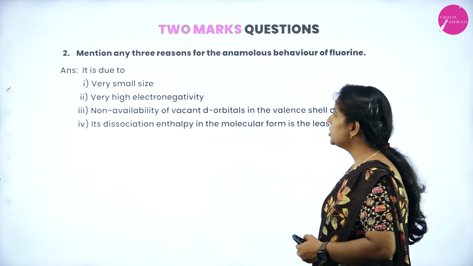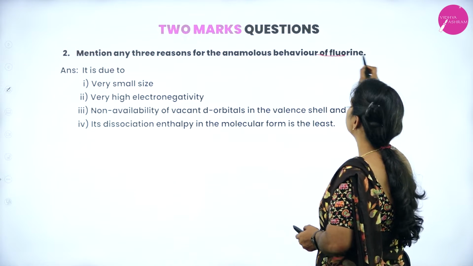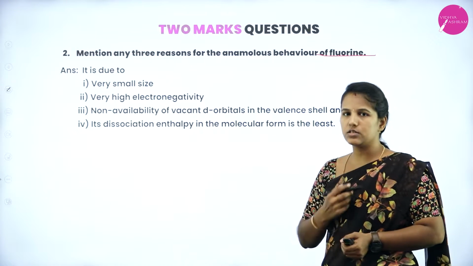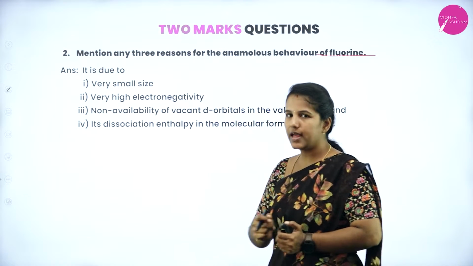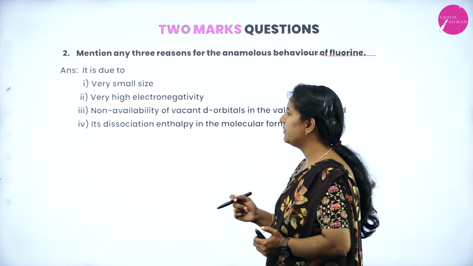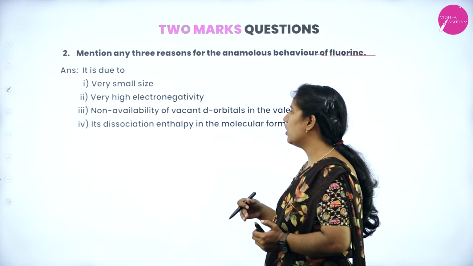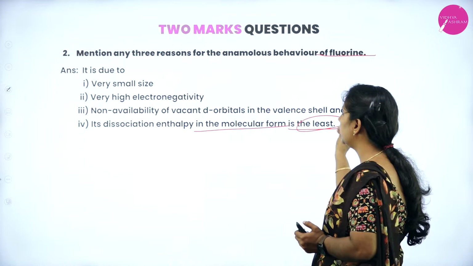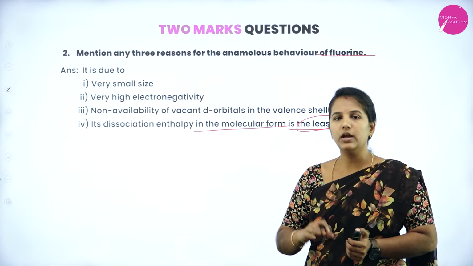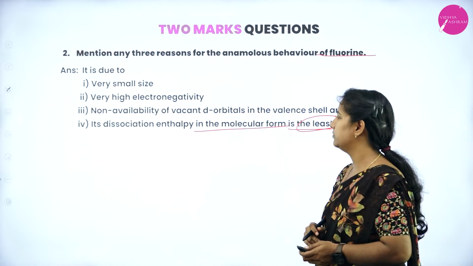Next, mention any 3 reasons for the anomalous behavior of fluorine. This is also asked many times. Because of the smaller size, the high electronegativity, non-availability of a d orbital, and the dissociation enthalpy in the molecular form being very, very low.